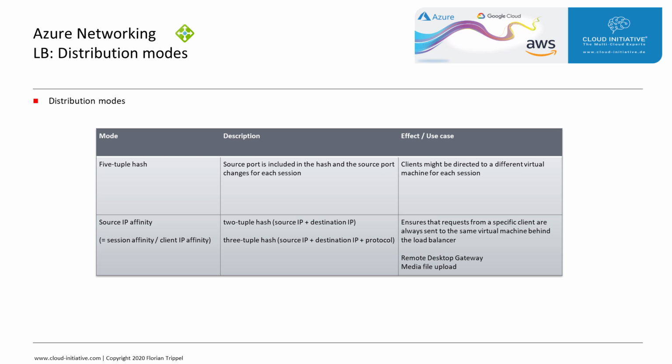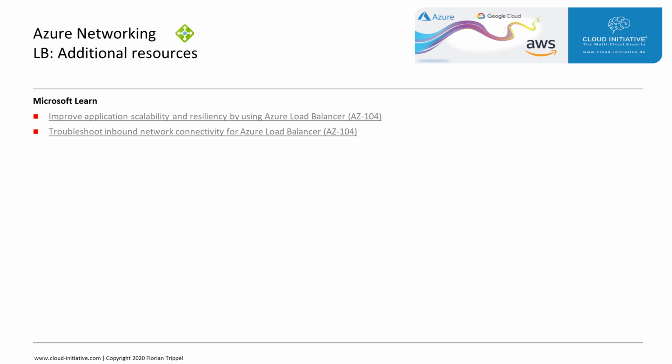Another implementation aspect I want to discuss is that of session stickiness. We would use a 5-tuple hash when we do not want session stickiness. However, when we need session stickiness, then we would use a 2-tuple or 3-tuple hash. Common use cases for session stickiness are remote desktop gateway and media file upload.